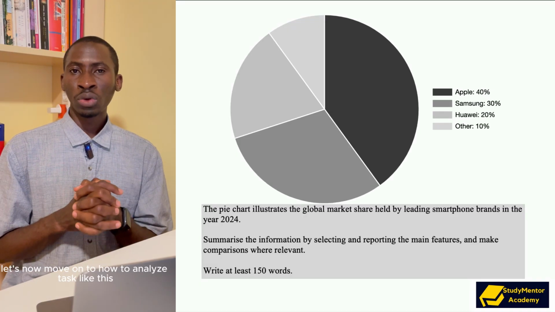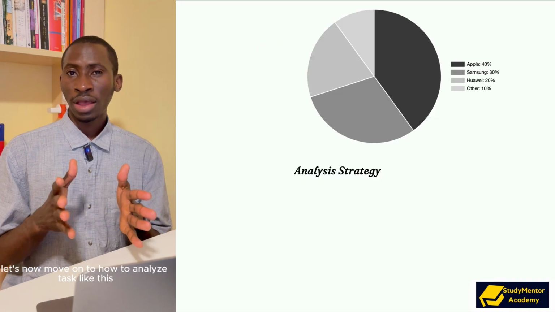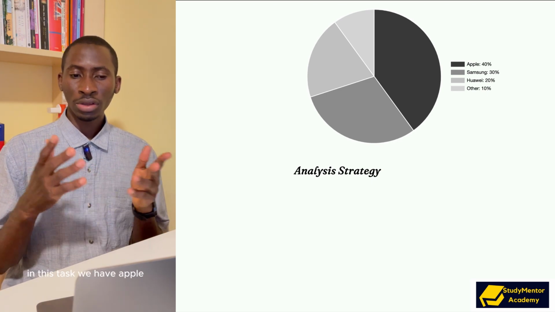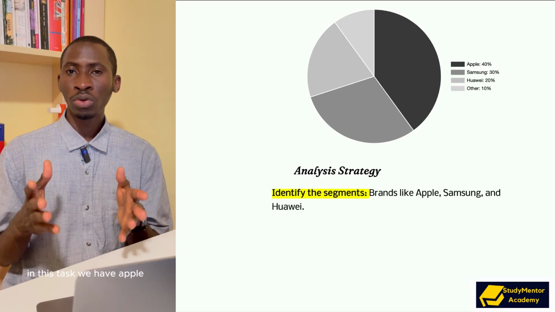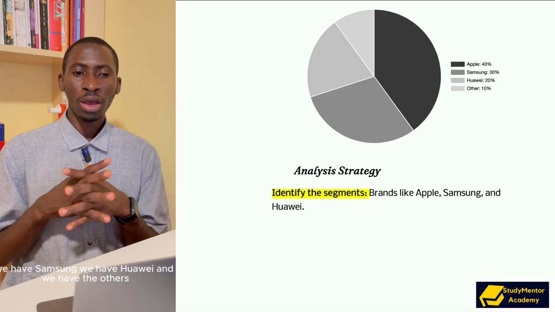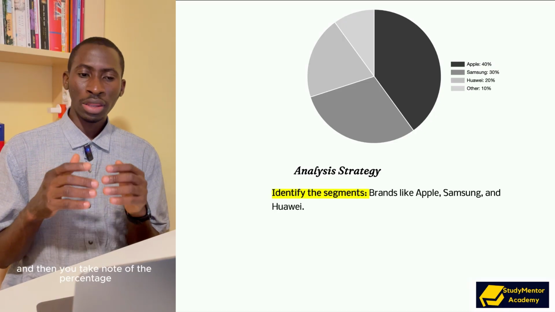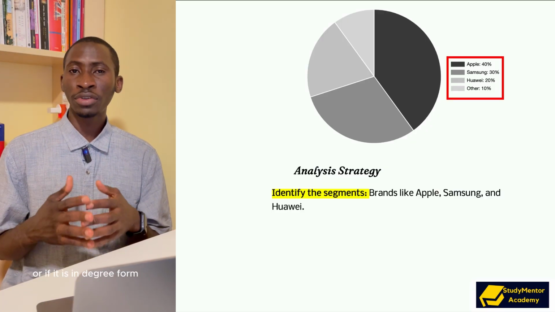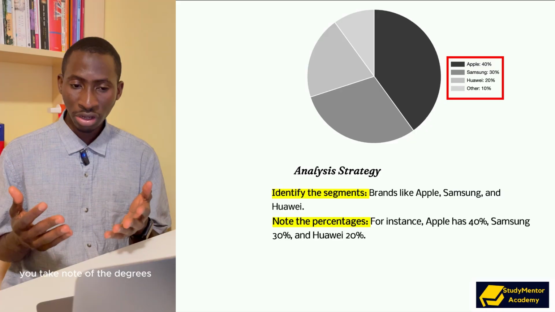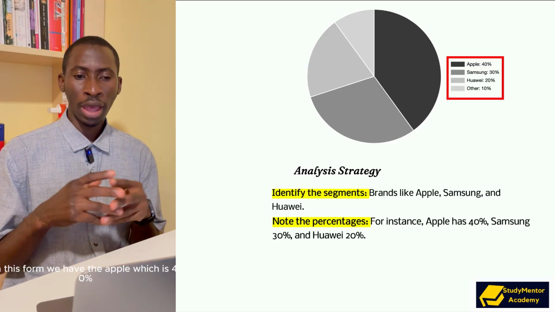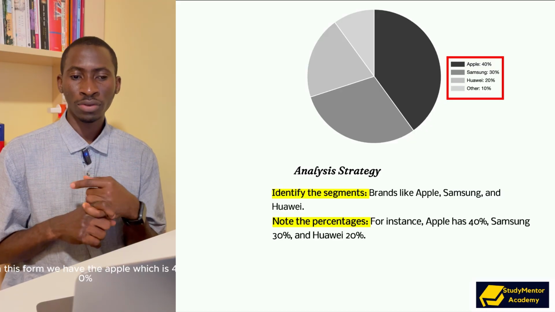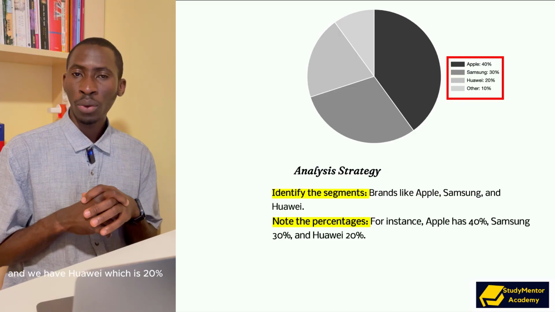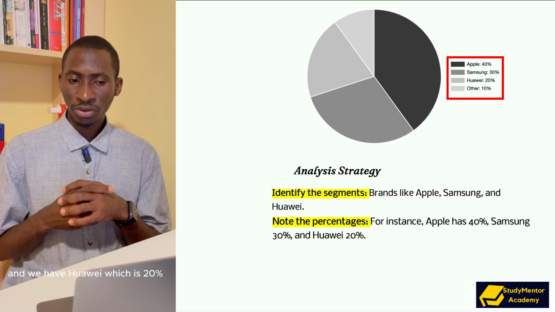Let's now move on to how to analyze tasks like this. The first part is to identify the segment. In this task, we have Apple, we have Samsung, we have Huawei, and we have the others. And then you take notes of the percentage, or if it is in degree form, you take note of the degrees. In this form, we have the Apple, which is 40%, we have the Samsung, which is 30%, and we have Huawei, which is 20%.